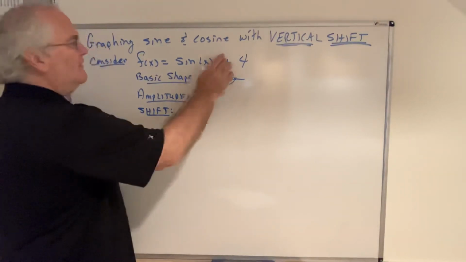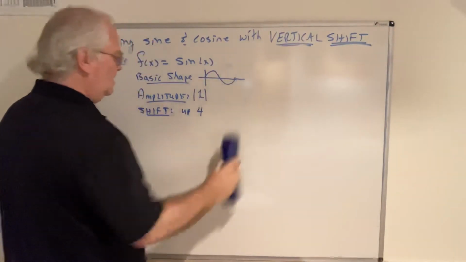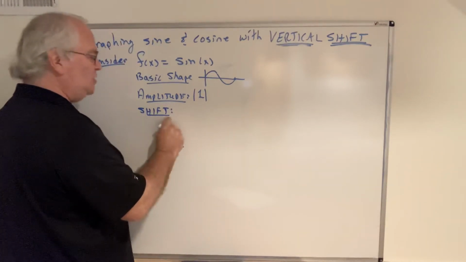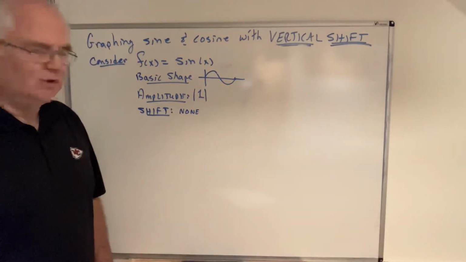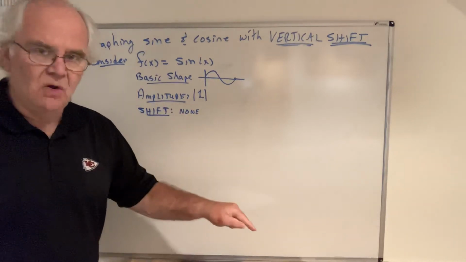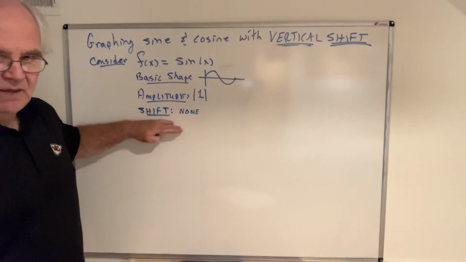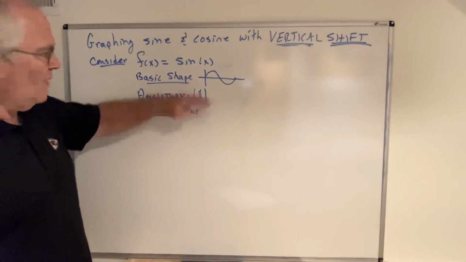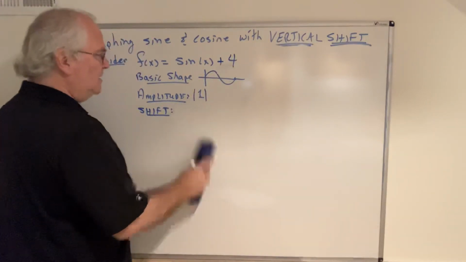You write up 4. If this were negative, you'd say down 4. If this were not present, you still need to write this. If there is no vertical shift, I want you to write shift and then the word none. That way I know that you know you're supposed to check it. If you don't put it, then for all I know, you forgot about it. So every time, shift, you either put what the shift is, in this case, up 4, or if there is no shift, you say none. And so we'll say up 4.